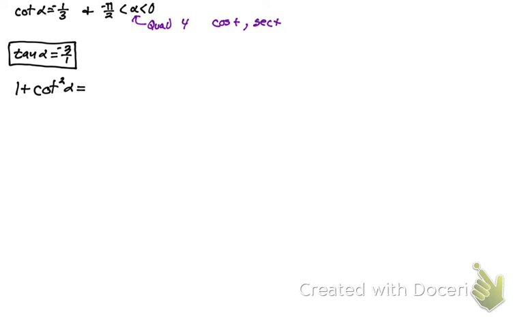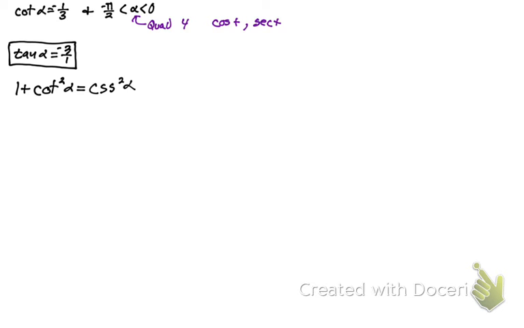Cotangent secant? We sure of that? Oh, wait, no. Cotangent goes with secant? I mean cosecant. Cosecant, yes. Cotangent goes with cosecant. So we're going to have 1 plus cotangent squared equals cosecant squared alpha.